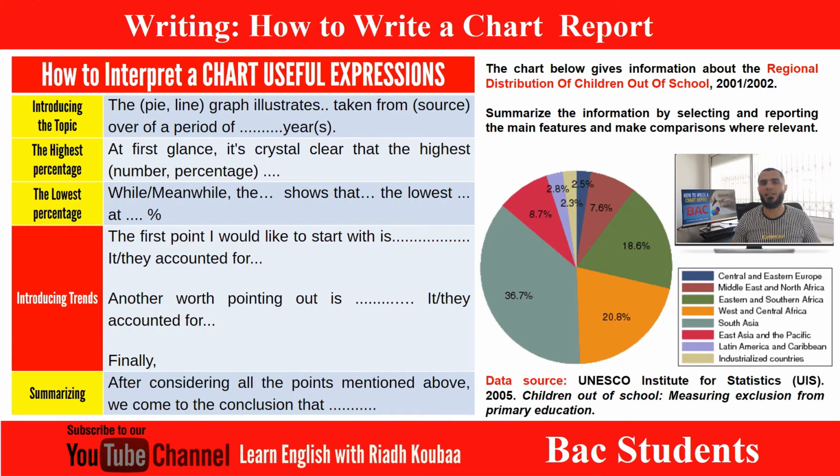As usual, after explaining the way we write a chart report, we give the students the opportunity to practice what they have learned. The chart below gives information about regional distribution of children who are out of school from the year 2001 to the year 2002. Summarize the information by selecting and reporting the main features and make comparisons where relevant. On the left side, you have some useful expressions for each part of the report. Write your answer in the comment section below and I will correct it for you as usual.